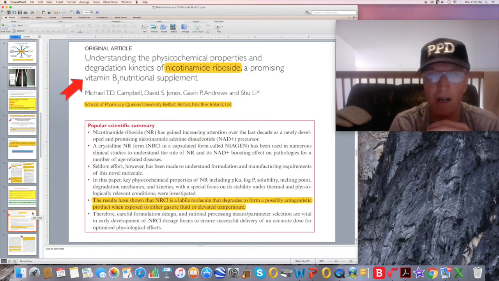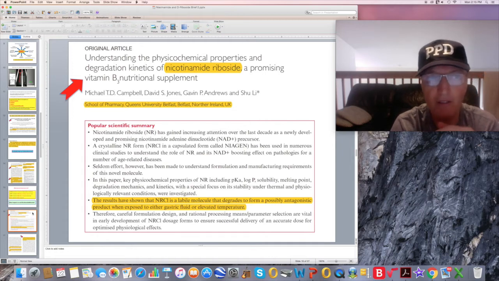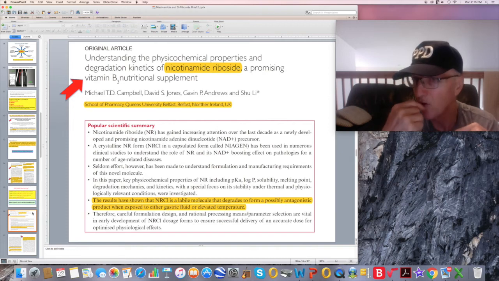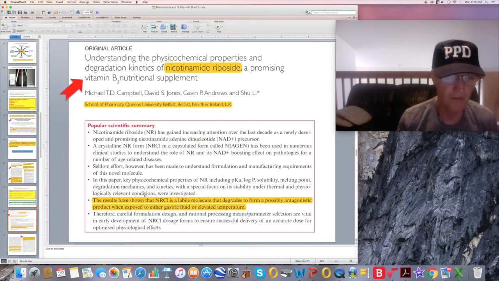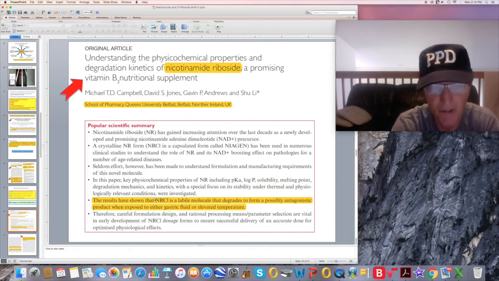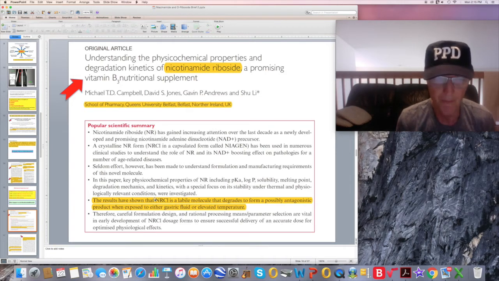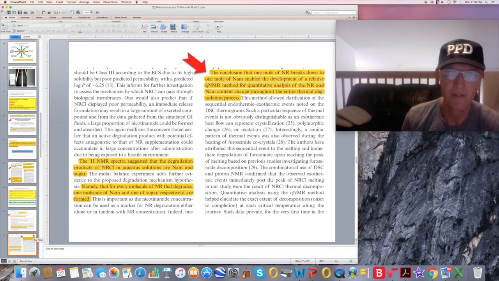So now let's look at nicotinamide riboside and see what we can find in this different paper, which is entitled Understanding the Physicochemical Properties and Degradation Kinetics of Nicotinamide Riboside, a Promising Vitamin B3 Nutritional Supplement. Remember, we're interested in seeing whether an oral tablet can get through the system into the blood. Down below here it says the results have shown that NR, which is nicotinamide riboside chloride, is labile, which means it can break down. It's a delicate molecule that changes shape and form, that degrades to form a possibly antagonistic product when exposed to either gastric fluid or elevated temperature. So that's not looking promising.